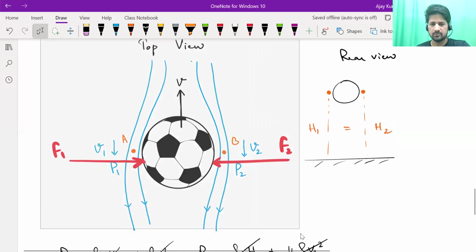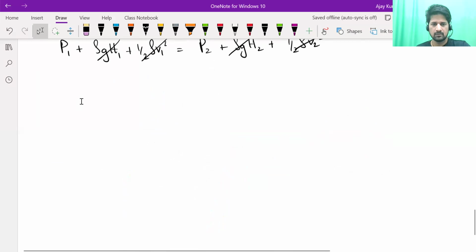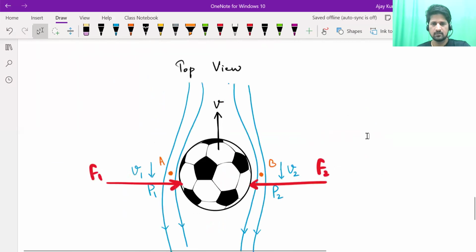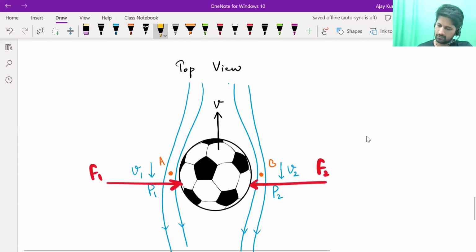Suppose the ball is rotating as it moves forward. So from above, or from behind, let's say it is rotating about this axis. From above, if you observe, it will be rotating like this with some angular velocity omega. Now, this is a real object that we are talking about.